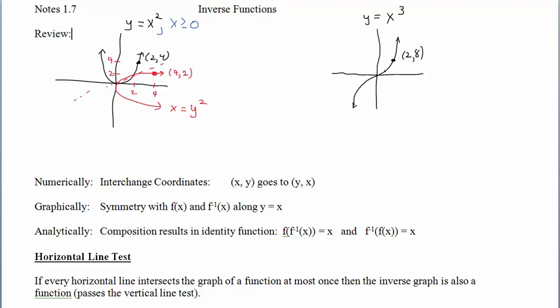I could choose x to be 1, so y would also be 1, so maybe that ordered pair is somewhere down here, (1, 1). I could even choose something over here like (-1, -1).